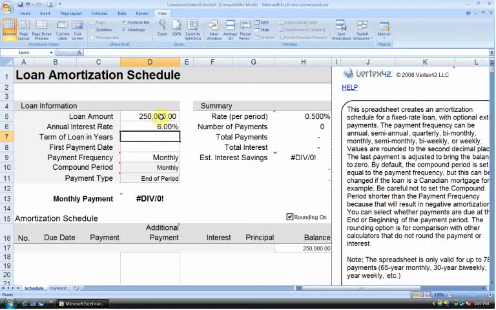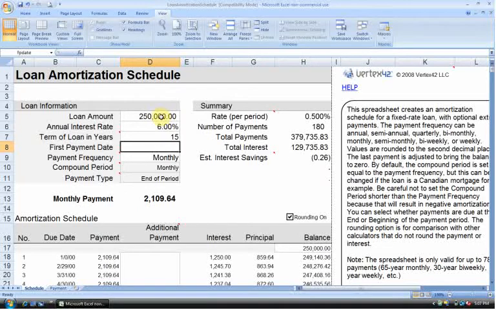Next up, we have the term of loan in years. The term of loan in years represents how long we're planning on taking to repay the loan. A lot of mortgages are repaid on a 15-year or 30-year basis. But again, depending on the type of loan and the purpose of the loan, this number can be customized. We're going to assume a 15-year loan.